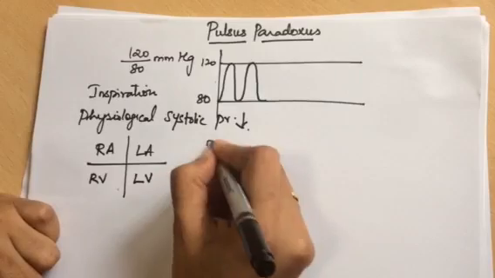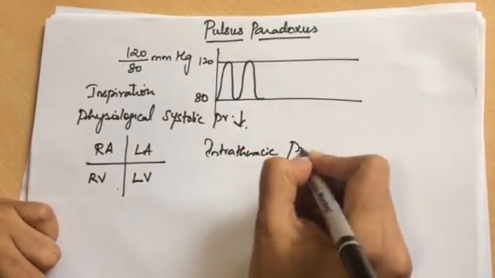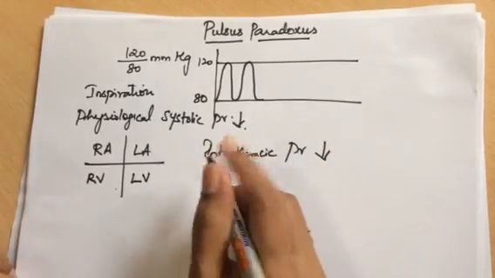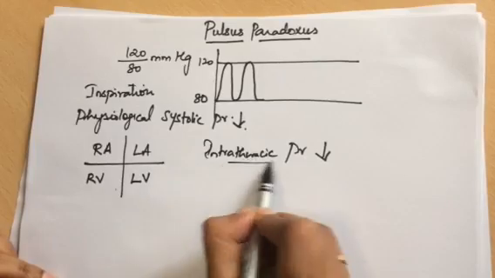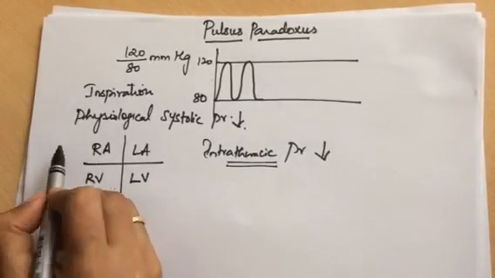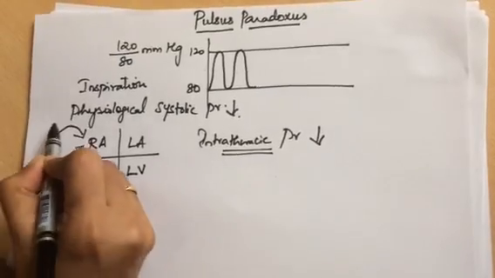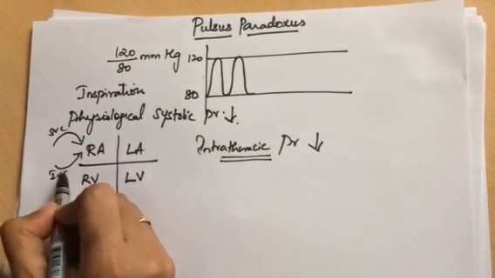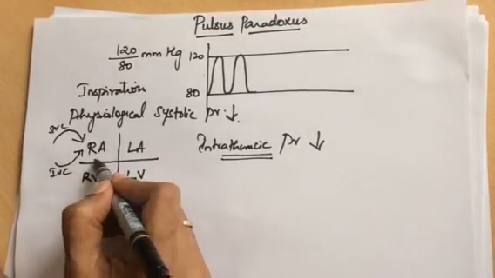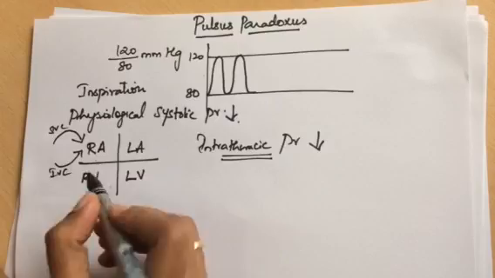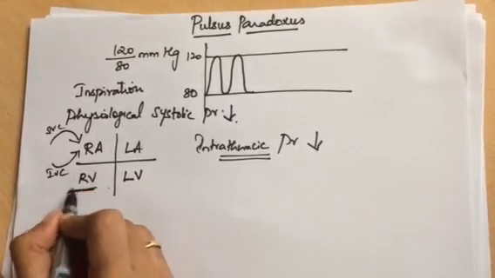During inspiration, the intrathoracic pressure also reduces. When the volume of the lung increases, the pressure decreases, and because of the reduced intrathoracic pressure, the blood from the superior vena cava and the inferior vena cava pools into the right atrium. Because of the excess venous return, there is excessive blood flow to the right ventricle, and there is a distension of the right ventricle and increased pressure.